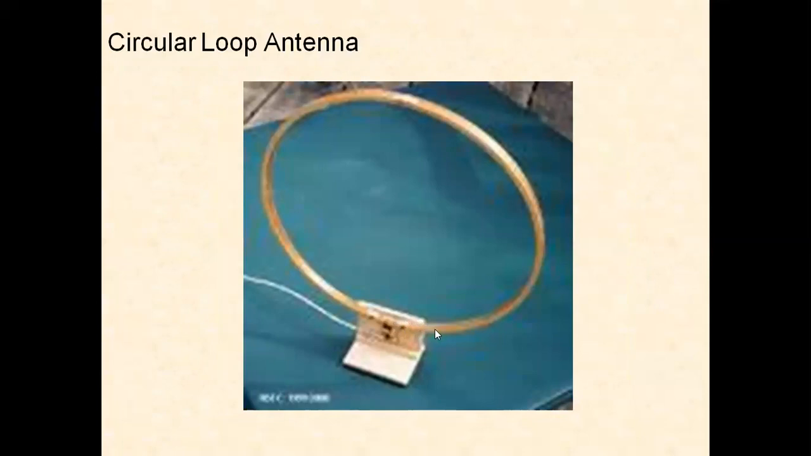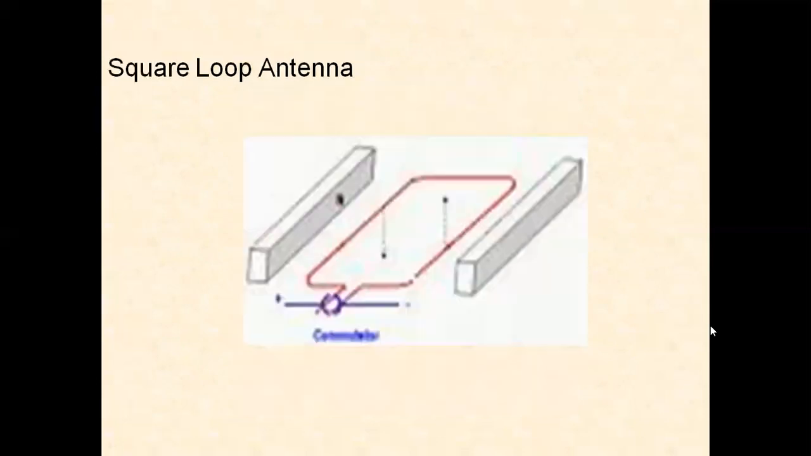This is the geometrical structure. It has a certain diameter and is made in the form of a circle. Through the balancing unit and coaxial cable, it is connected to the receiver. And we have the square loop, made in the form of a square. It acts as a wideband microwave antenna because of this structure.